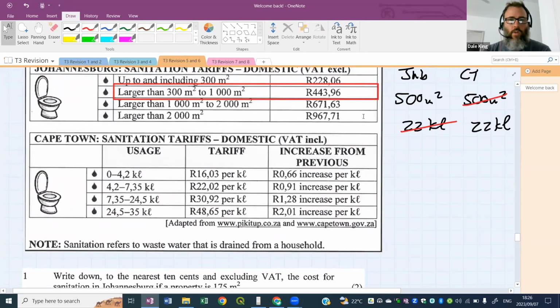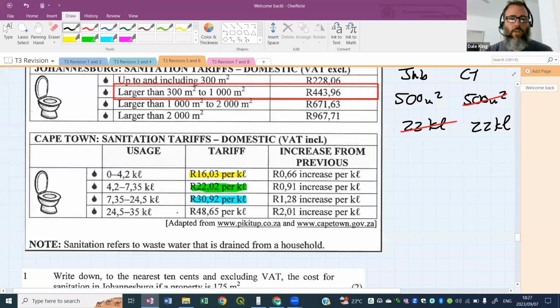We got 22 kiloliters. All right, Ben, this is going to take a little bit of work, eh? Yes. All right. I'm going to remind you again. The first 0 to 4.2 kiloliters is charged at this rate. Thereafter, the next above 4.2 up to 7.35 is charged at this rate. Thereafter, 7.35 to 24.5 is charged at this rate. So we're going to work through the brackets, aren't we? Yes. Okay, let's start with the first one.